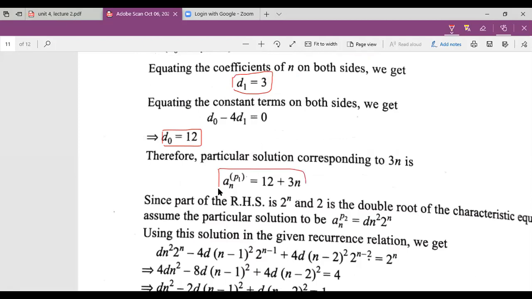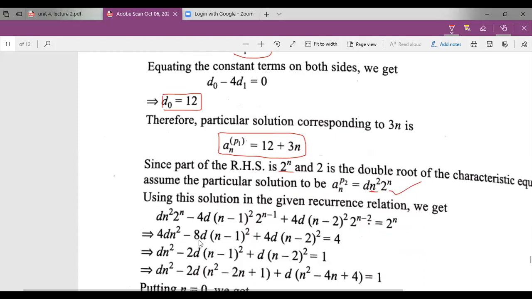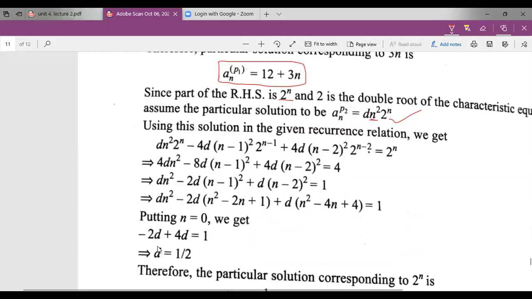So next we have to find particular solution 2, that is for the RHS term 2^n. Here in this RHS term, the r value is equal to a double root of the characteristic equation. So here the r value is 2, which is a double root of the characteristic equation. So the solution is d n^2 2^n. We substitute this particular solution in the given equation. We get the d value, that is d = 1/2.